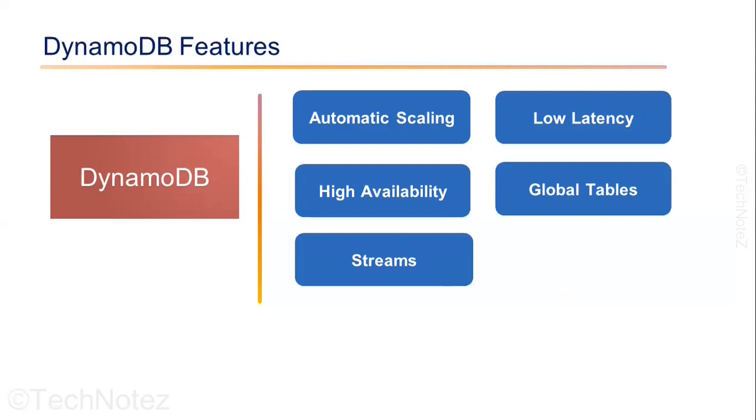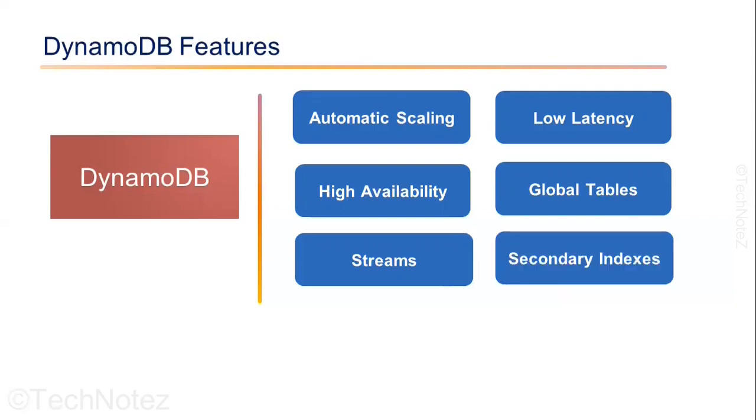Streams. DynamoDB Streams allow you to capture and process changes to the data in real time. Secondary indexes. DynamoDB supports the creation of secondary indexes to allow for efficient querying of data in addition to the primary key. DynamoDB is a great choice for use cases such as web and mobile applications, gaming, and IoT. It is also a great fit for use cases requiring high throughput and low latency data access, as well as for use cases that require a flexible data model.